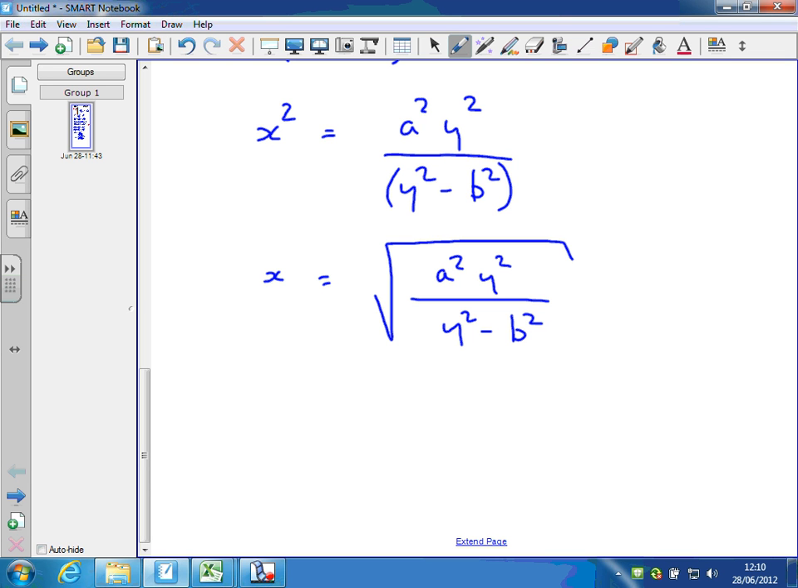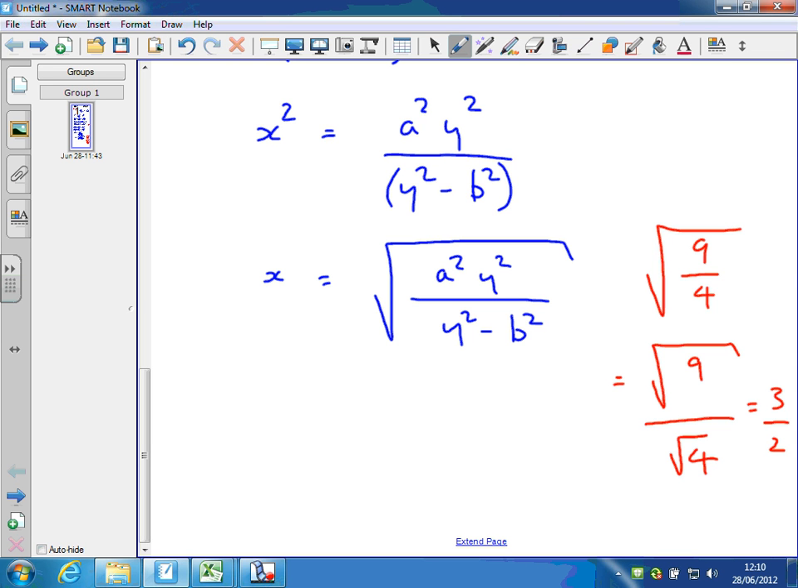When I square root numbers, I can actually square root top and bottom. If we look at an example, if I want to know what's the square root of 9 over 4, then that's the same as the square root of 9 divided by the square root of 4. I can split the square root like that. So that turns out to be 3 over 2, which is 1.5. You might like to check that the square root of 9 over 4 gives the same answer.